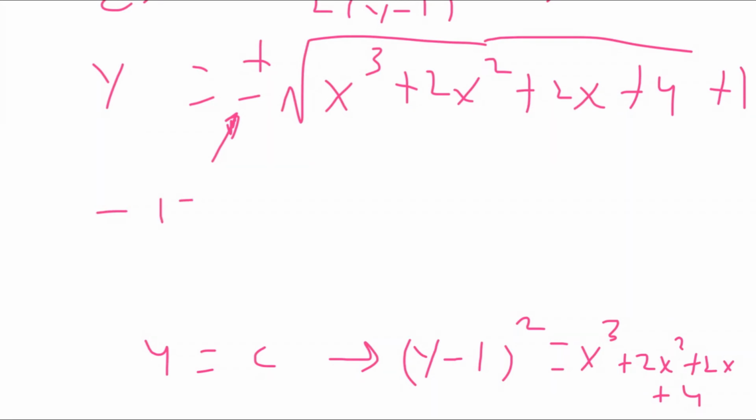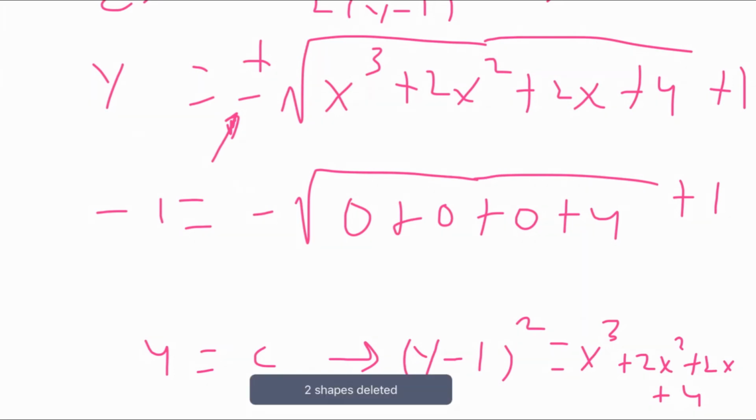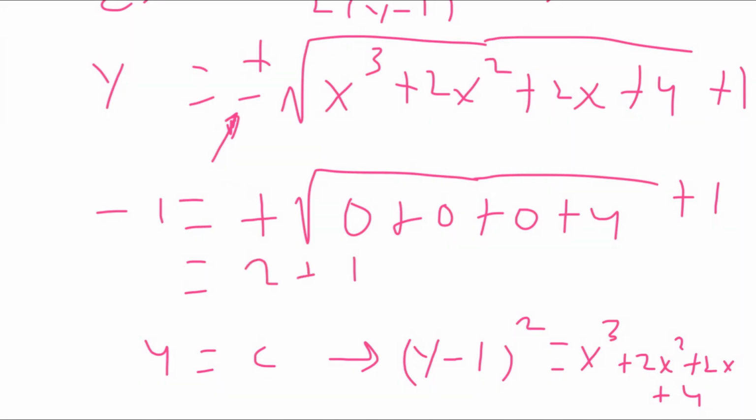So negative 1 is equal to plus or minus the square root. So plug in 0 plus 0 plus 0 plus 4, and then plus 1. Let's try out the positive root. Root 4 is 2, plus 1 gives you 3, and that is not equal to negative 1, according to this side. So it has to be the negative.